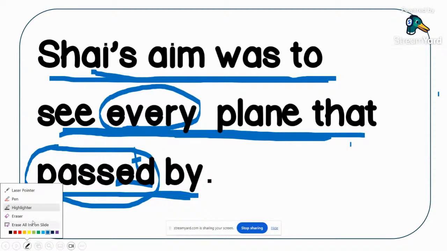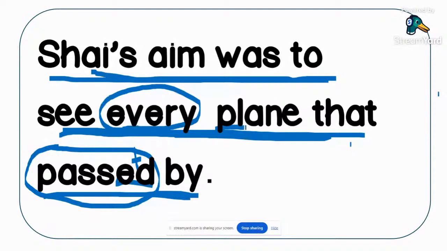Good job. And this one is plane. The A says A, and the E at the end is silent. Clean. And you have to make sure that you make the A sound, the long sound.